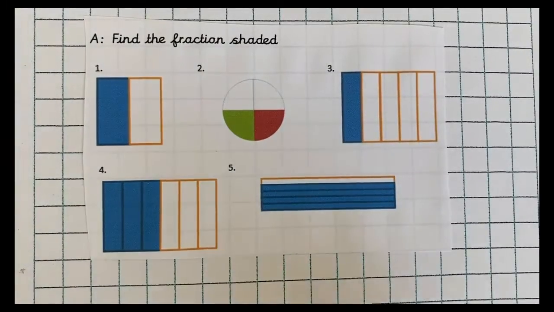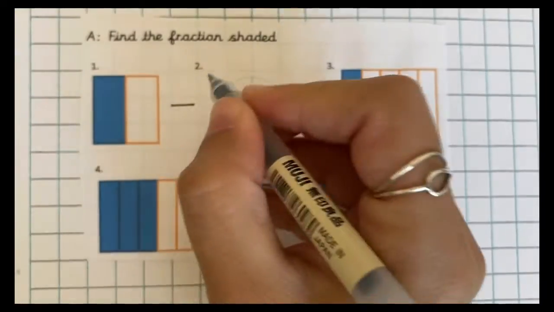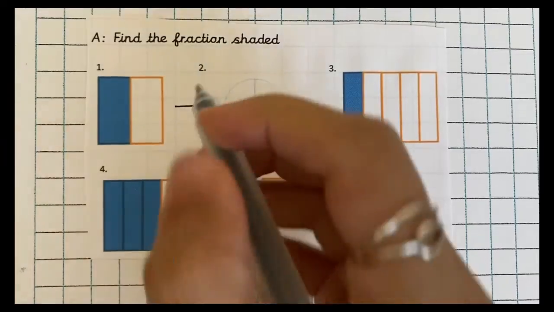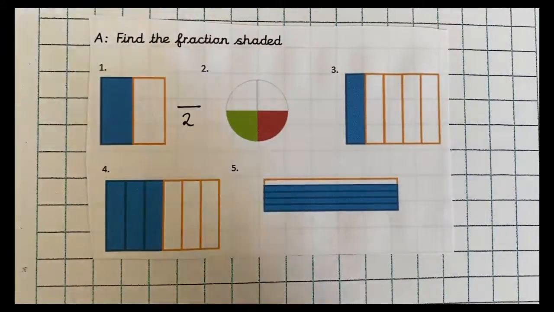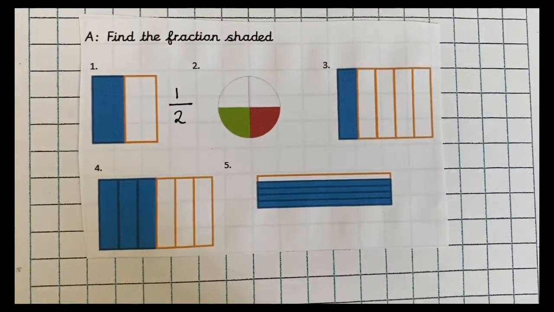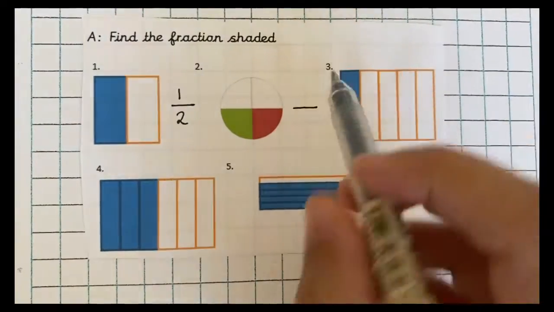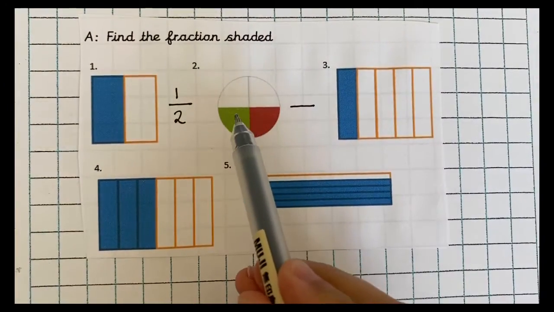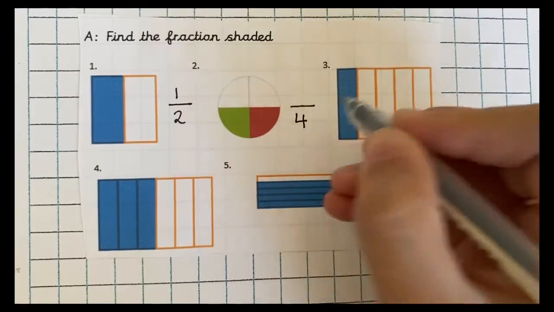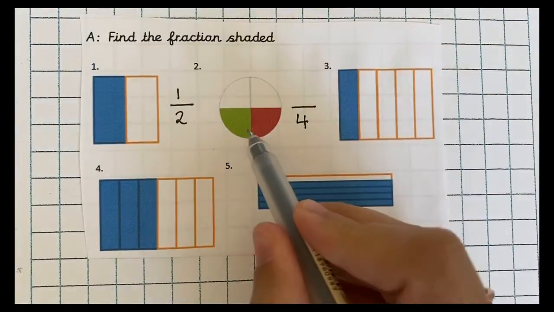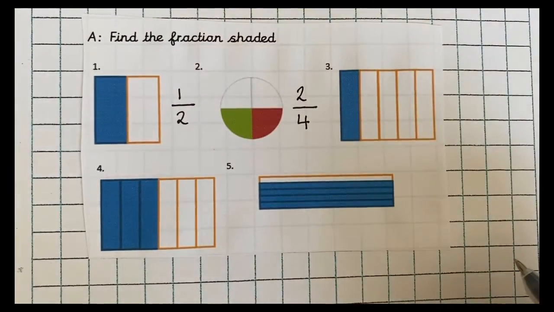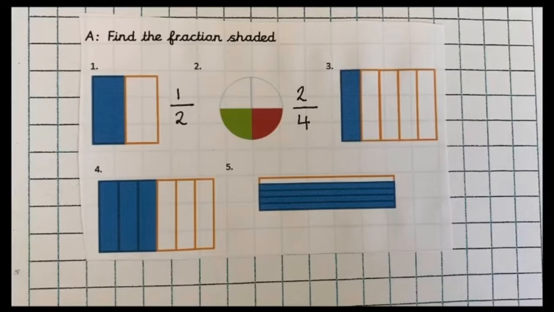Find the fraction shaded. Now, as we said before, the denominator, the number at the bottom, is the total number. So here, we've got 2 in total and 1 is shaded in. Here we have 4 parts in total, so that's my denominator. And we have 2 parts shaded in, so 2 out of 4 is shaded. Or you can say 2/4 of the shape is shaded in.